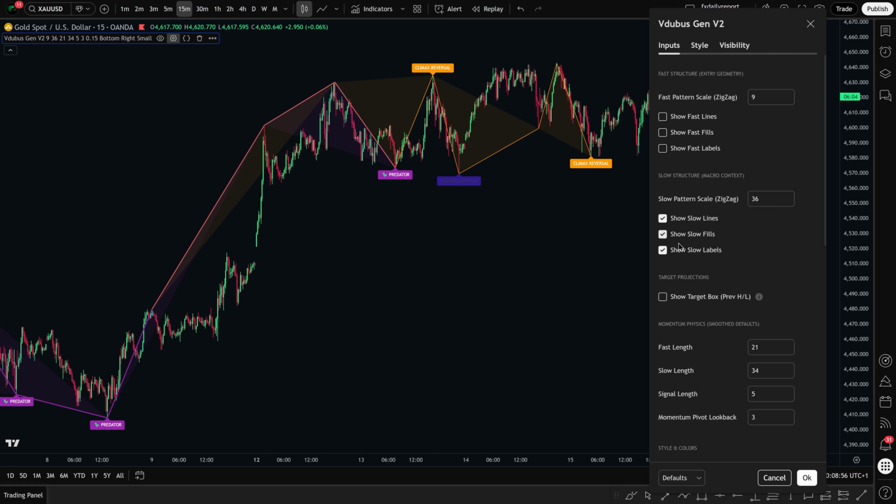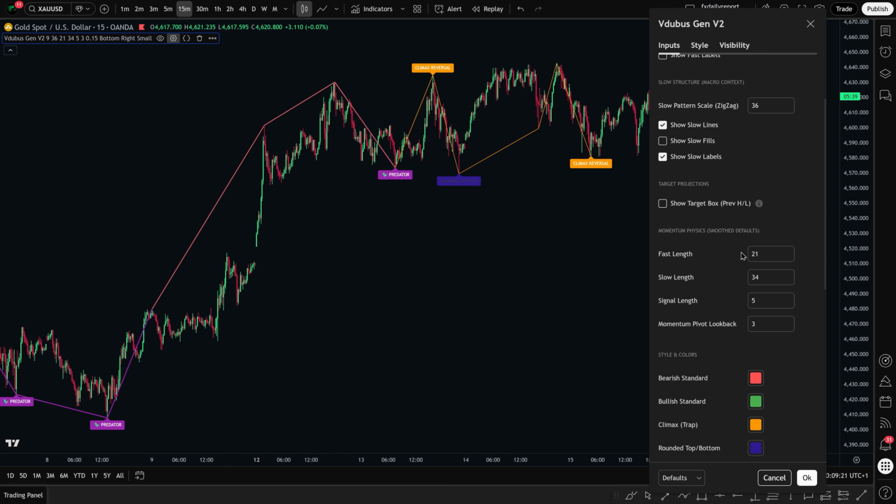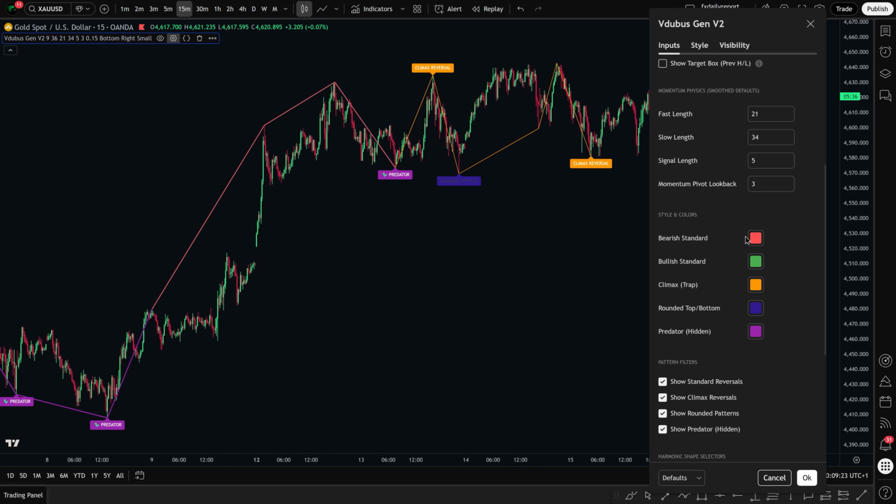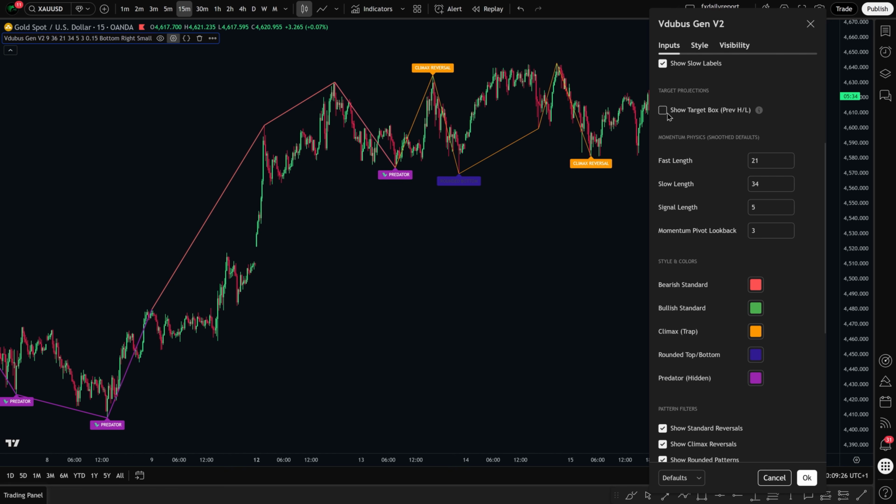Next, I'm going to turn Show Slow Fills off to make the chart cleaner. I will leave Show Slow Labels on. These are the labels you see on the chart, like rounded tops, rounded bottoms, and other signals. I'll also leave Show Slow Lines on. These are the structure lines that help you understand the bigger trend direction. Now, moving further down, you'll see Show Target Box. You can leave this off.